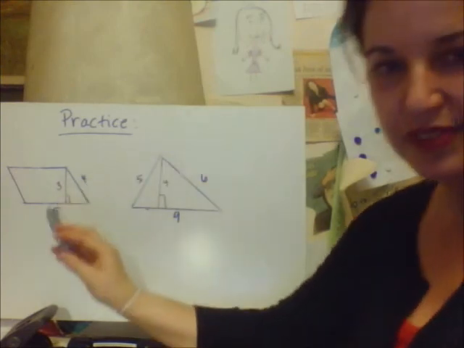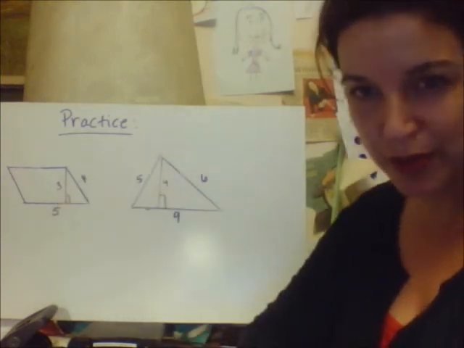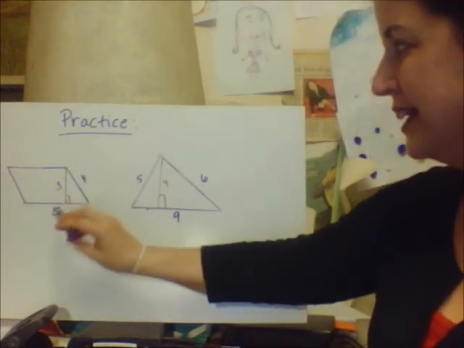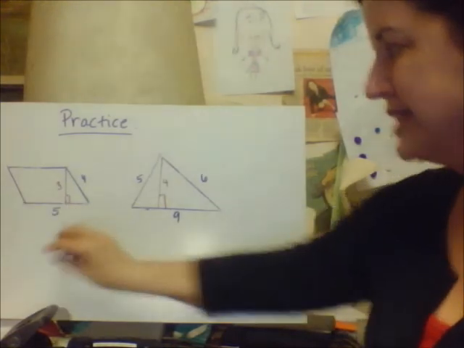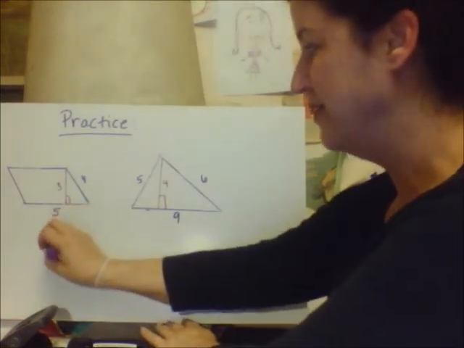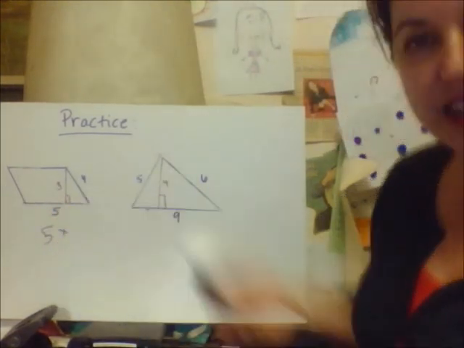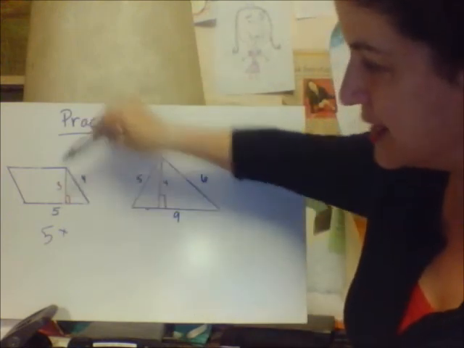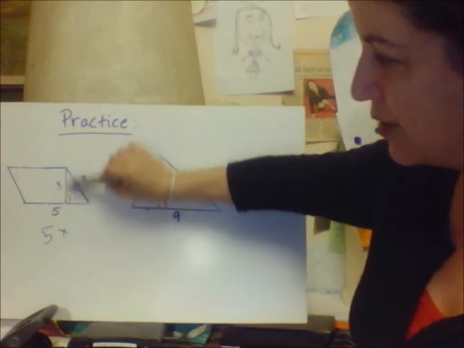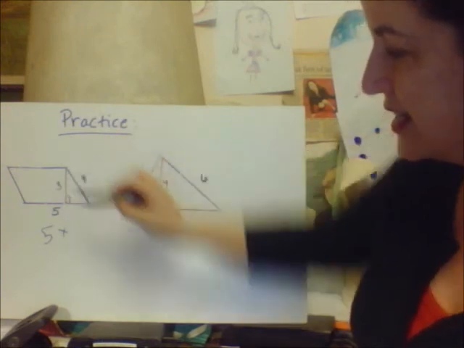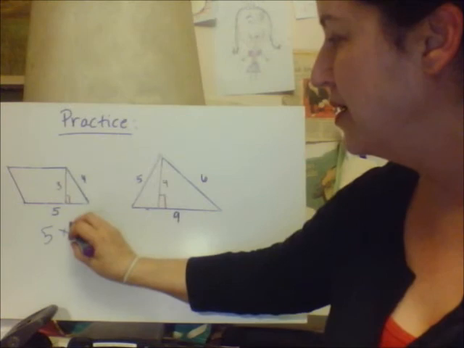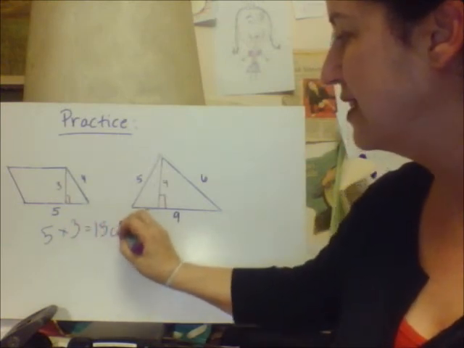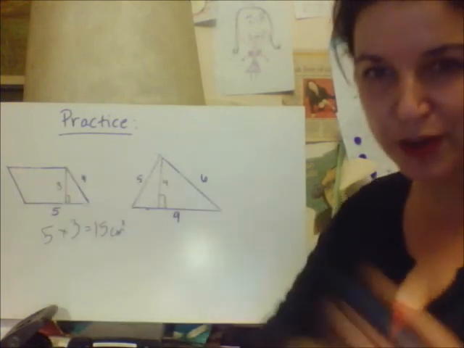The first one is a parallelogram. Now remember, for our parallelogram, we've got area is equal to the base. Our base is 5 times the height. Now look here, the length of the side is 4 centimeters, but the height is actually only 3 centimeters. See that? So we want the height. So base times height equals 15. And that's our area for our parallelogram.